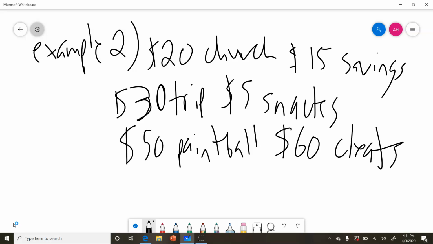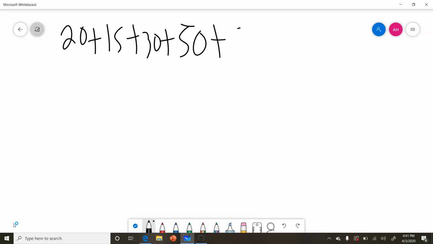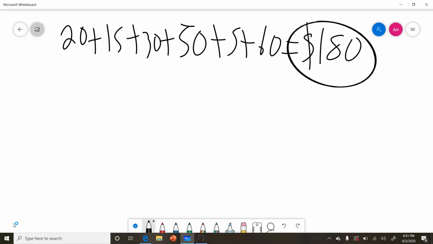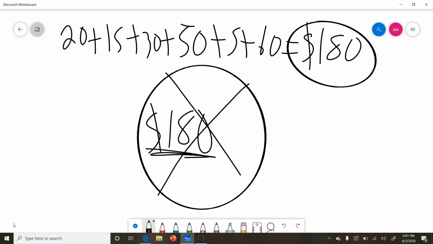Now, I'm going to clear this, so pause it if you need to write that down. The first thing I have to do is add them all up. So I do 20 plus 15 plus 30 plus 50 plus 5 plus 60. That's $180, the total amount. So the total circle, when I have this pie chart, is going to represent $180. When I split it up in different ways, it's got to add up to 180. I hope that makes sense. Not too bad.